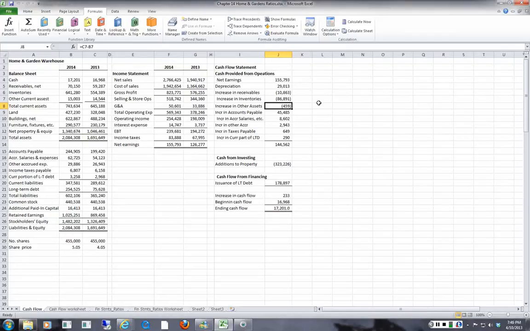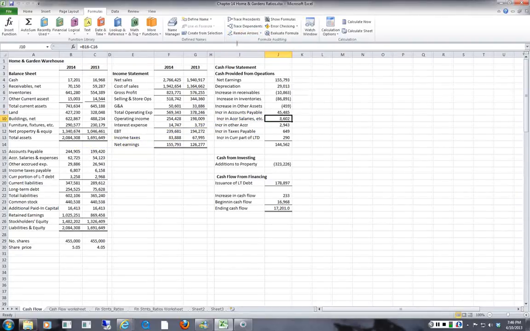Now, the next thing we have to do is take the accounts payable. It has increased, and that supplies some cash for us. So accounts payable has gone from $199,420 to $244,905, for an increase of $45,485. And that increases cash flow.